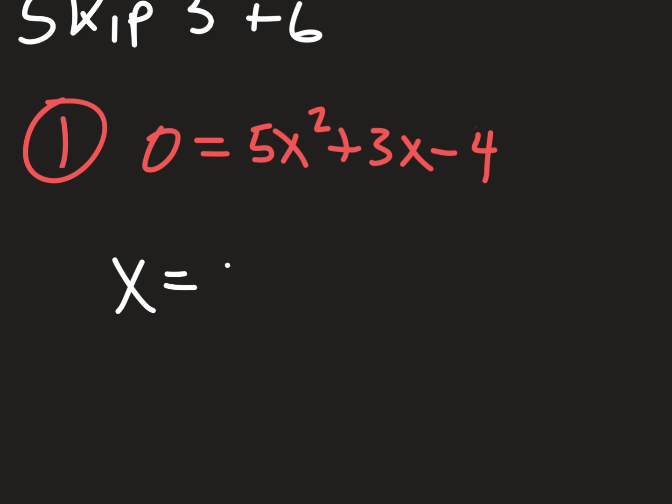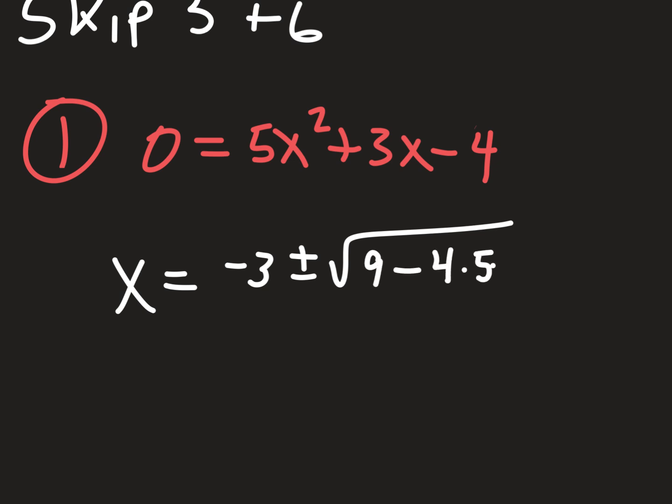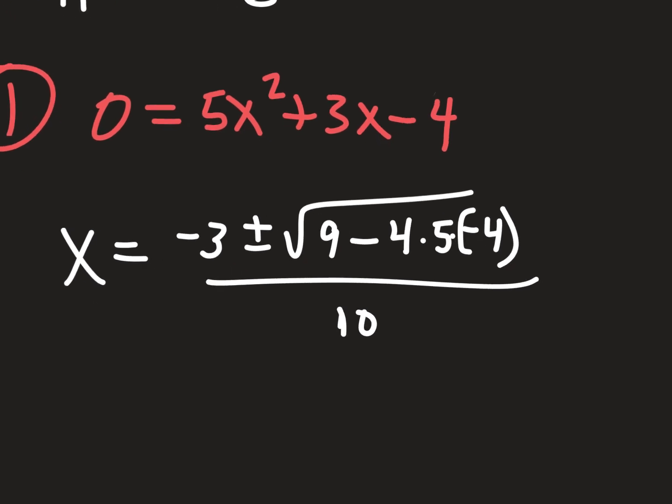x equals negative b, which is -3, plus and minus the square root of b squared, which is 9, minus 4ac, 4 times 5 times -4, all over 2a, which is 2 times 5, which is 10. And now, for the exact answer part, you simplify it. For the decimal part, you don't. You take this and put it all in a calculator, and then go -3 plus the decimal divided by 10, and -3 minus the decimal divided by 10.